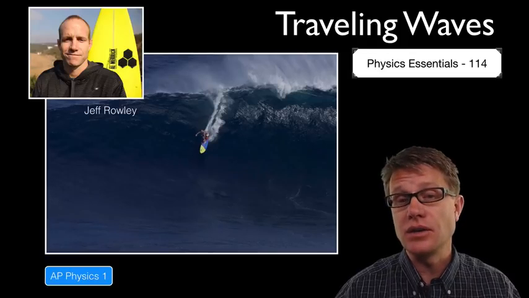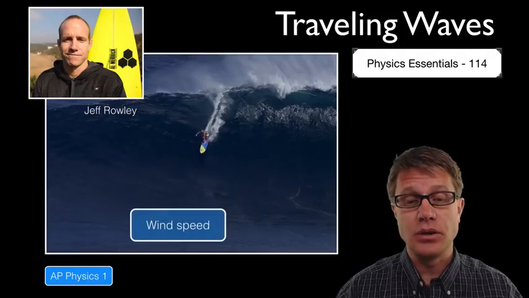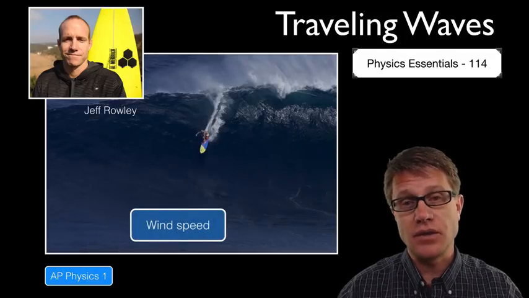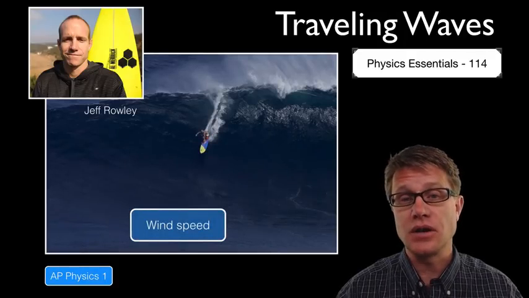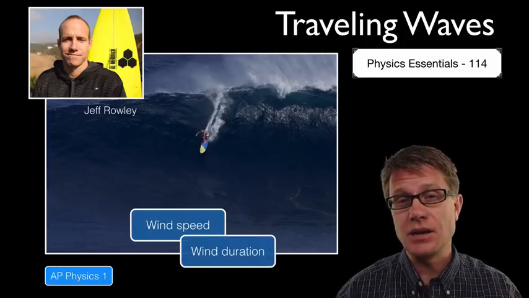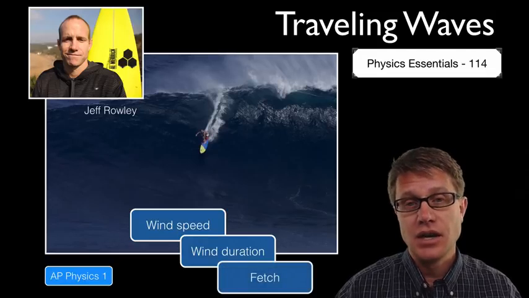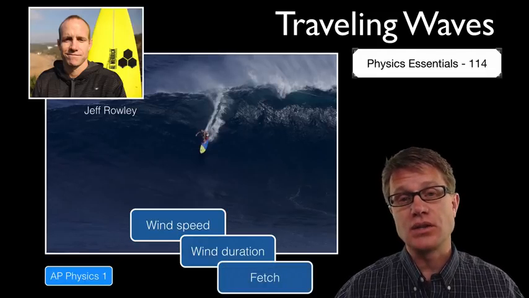And so what increases the size of the wave? Well, waves are created by wind blowing over the surface of the ocean. So if you have a fast wind blowing over the surface of the ocean, then you're going to have bigger waves. We also could have the period of time over which that wind is actually blowing. And then we have what's called fetch. Fetch is the area over which the wind is blowing.